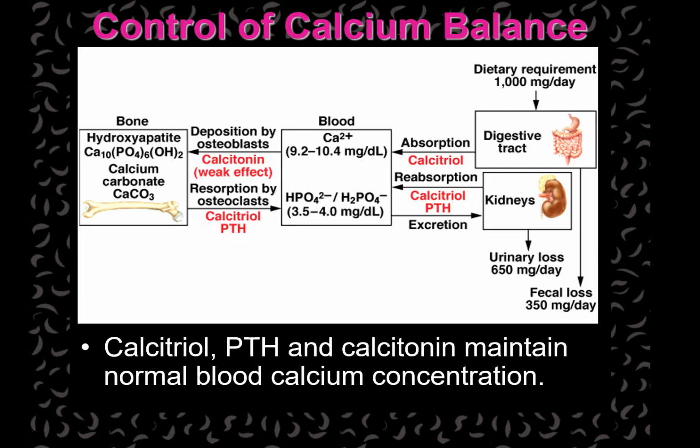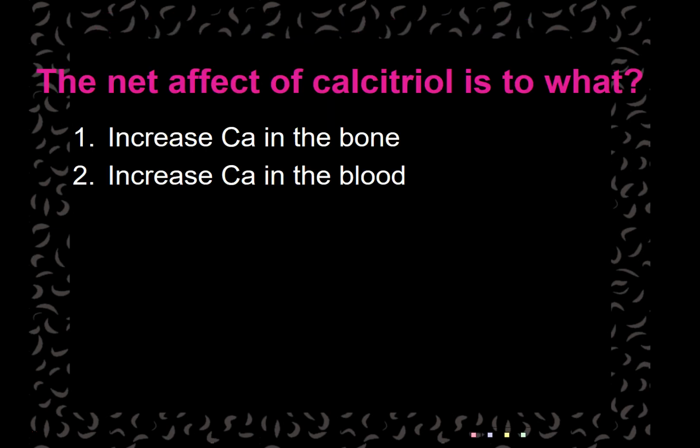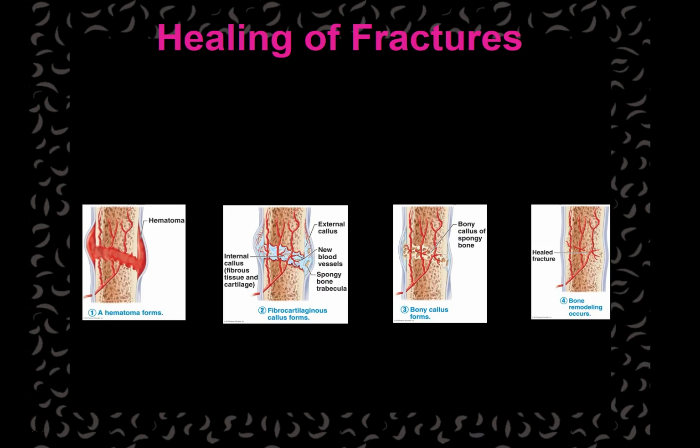So basically this slide's just saying the three hormones that affect calcium concentrations the most in the body: calcitriol, parathyroid hormone, and calcitonin. Well, the net effect of calcitriol is to what? Increase calcium in the bone, increase calcium in the blood. Increase calcium in the blood, okay?